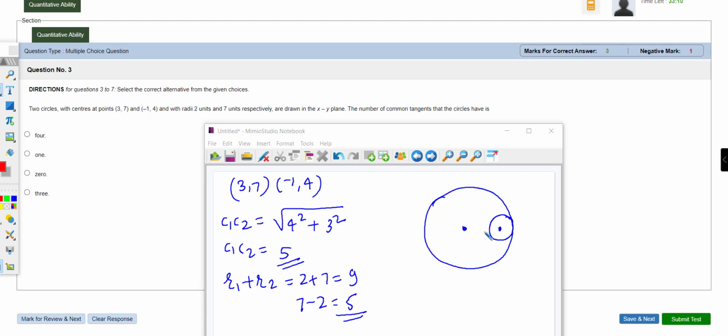Let me draw the diagram. This is equal to 2, and this is equal to 5, and overall it is 7. So this is C1, this is C2, like this. So how many common tangents can we draw in this situation? There is only one common tangent we can draw, so the answer is 1.